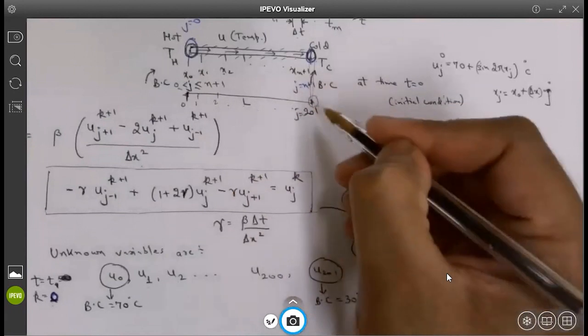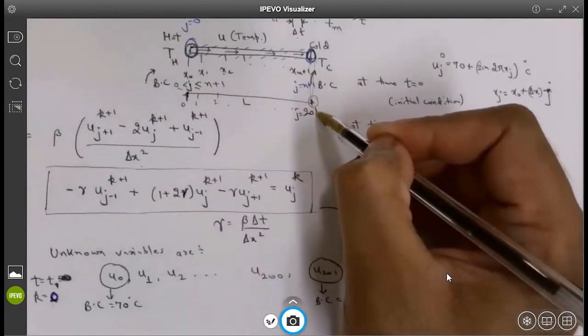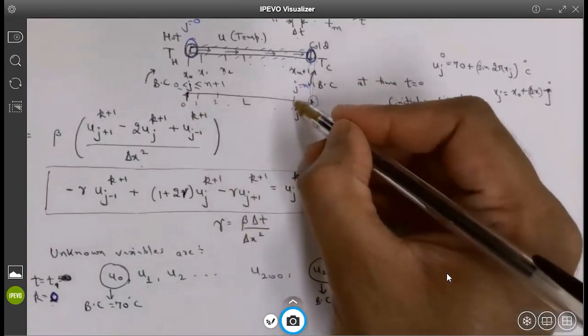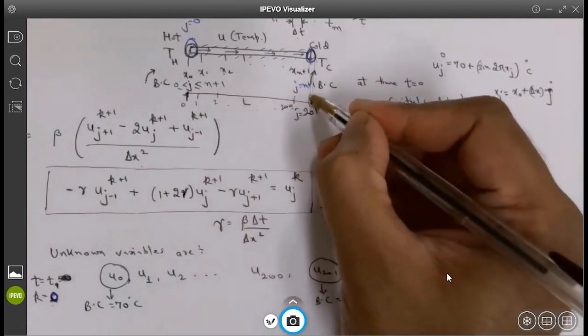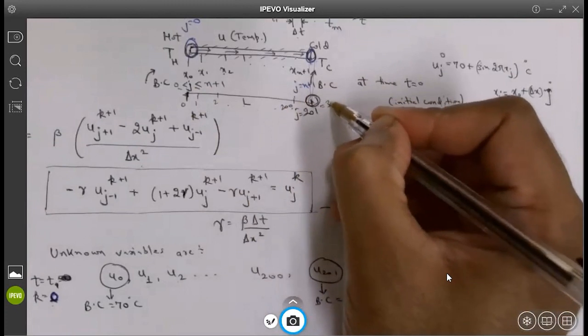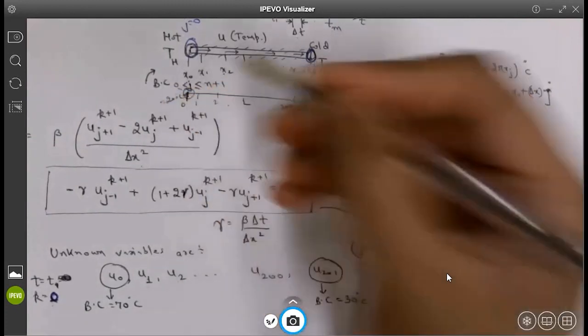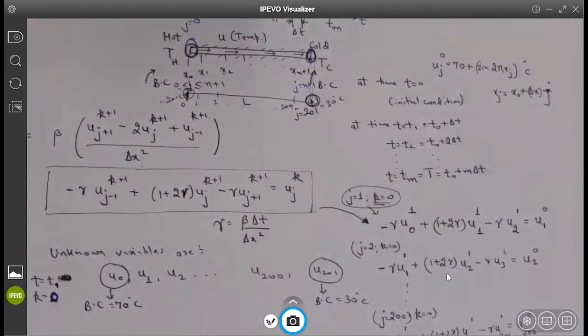Okay, I get it. The total number of points is 202, but the unknowns start from 1 and end at 200. These are the unknowns. This is a boundary condition known to you, 30 degrees C. This is a boundary condition known to you, 200 degrees C. It's known to you.